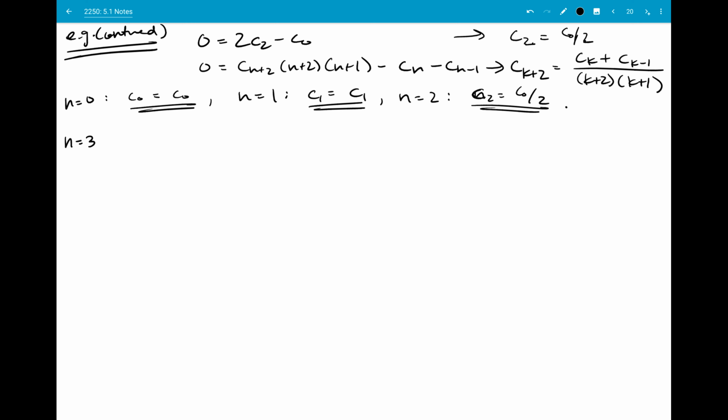So from n equals 3, we want k plus 2 equals 3, which means k equals 1. So we'll have C3 is equal to C1 plus C0 over 1 plus 2, which is 3, times 2. N equals 4 is going to give us k equals 2. So C4 will be C2 plus C1 over 2 plus 2, which is 4, times 3.